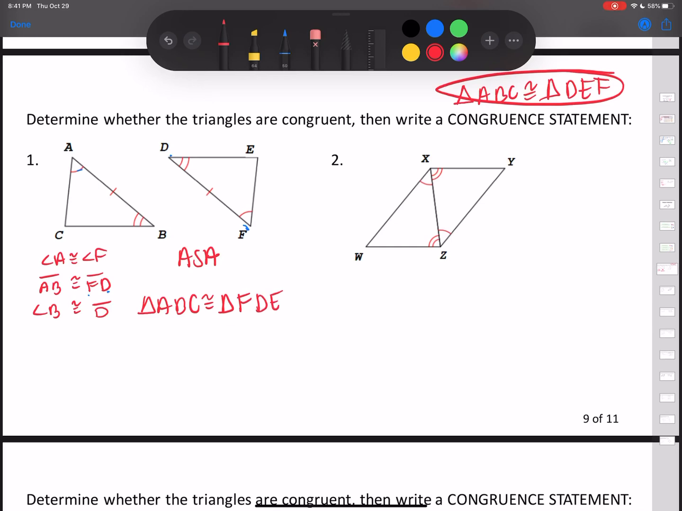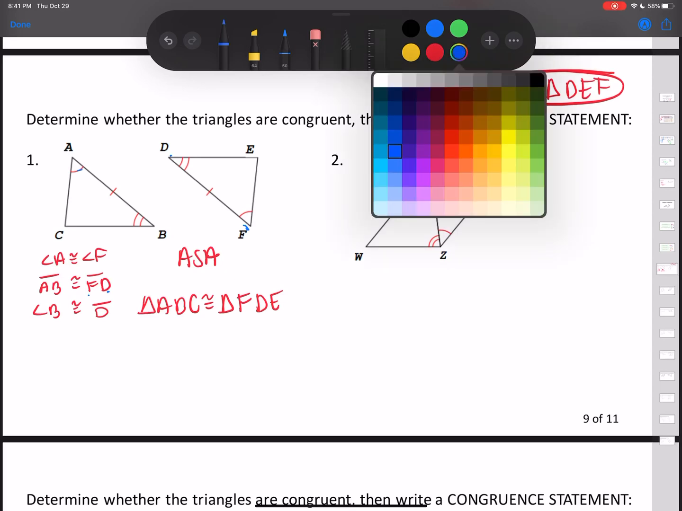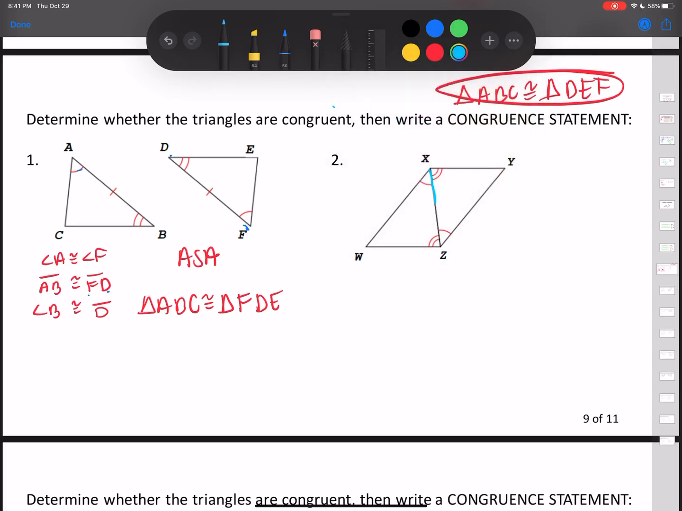All right, for this next one, this is an important little feature that you're going to come across a lot. You see how this side is being shared. That shared idea is called the reflexive property. So line XZ is actually looking at itself in the mirror. Anytime you see a line shared, I recommend drawing a line through it, highlighting it, and drawing an S because I know that the shared side exists. So this one is going to be angle side angle, and it's going to be triangle XZW is congruent to triangle ZXY.